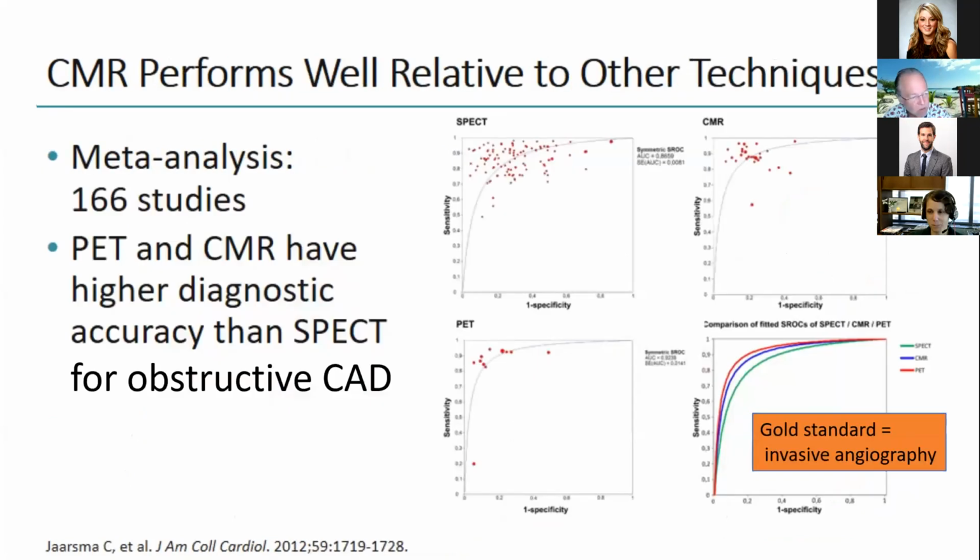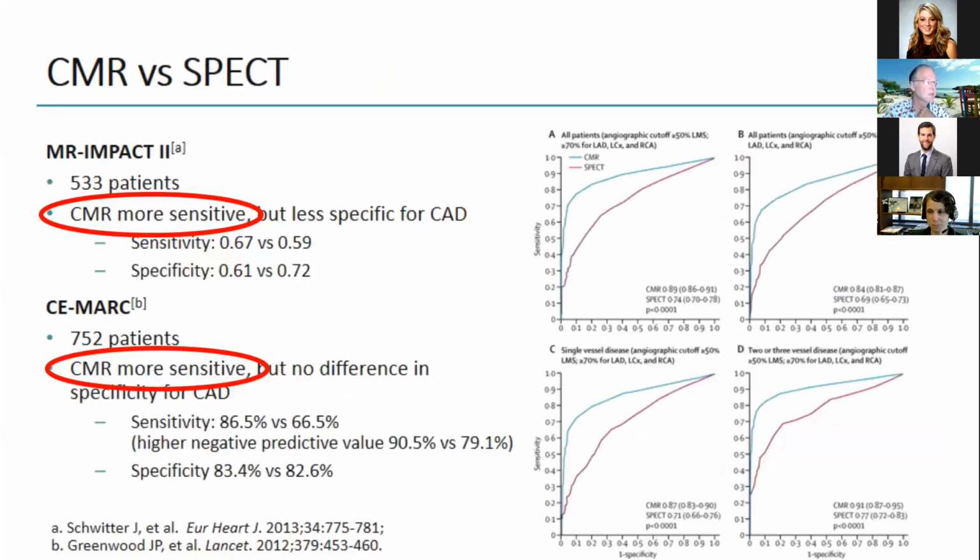Look in the right lower corner, that's the ROC curve meta-analysis of 166 studies looking at PET, CMR, and SPECT for obstructive coronary disease. And they all are, in my view of that, about the same. Yeah, there are small statistical differences, and PET and CMR on top of each other, slightly better than SPECT, but they're all pretty good at telling you you do or do not have disease. This is a couple other studies looking at the MR-IMPACT and CE-MARC, and they both showed that SPECT was less sensitive for coronary disease than CMR.